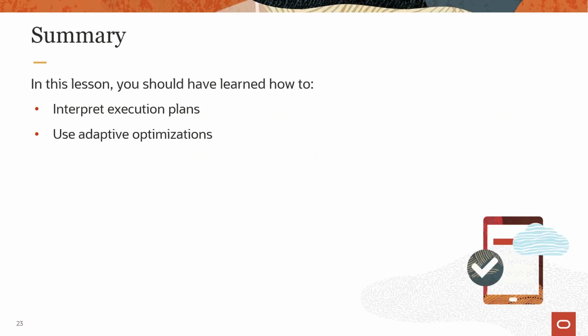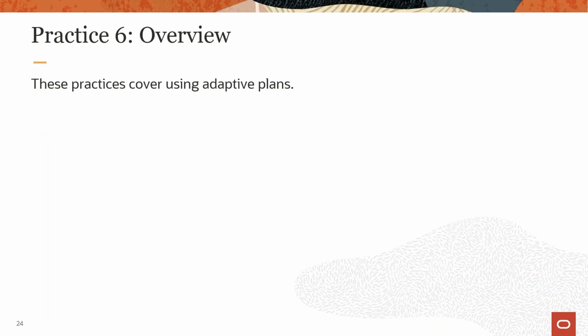So in this lesson, you should have learned how to interpret an execution plan, and you should have learned topics about the adaptive optimization of queries. Now for this chapter, you can do a couple of exercises that cover the utilization of adaptive plans.